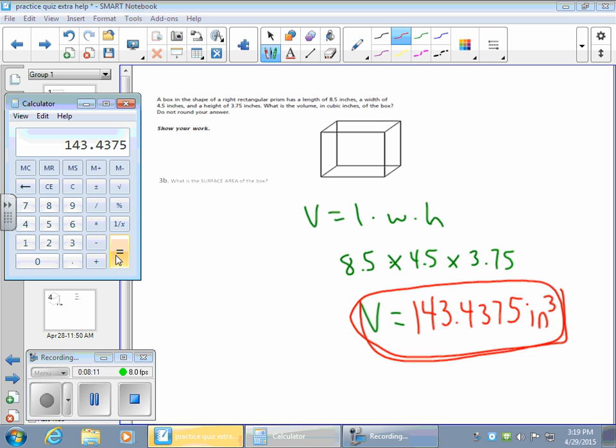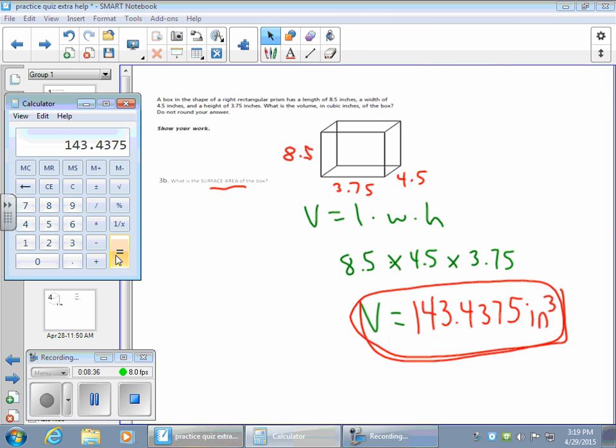All right, surface area. Harder. There is a trick. I never showed you guys the trick because I was afraid it might be too confusing. I'll show you now. We only have 3 numbers, right? 8.5, 3.75, and 4.5. And I probably didn't put them in the right place, but it doesn't matter. We could figure out all the sides and add them together. But since they only gave us 3 numbers, here's the shortcut.